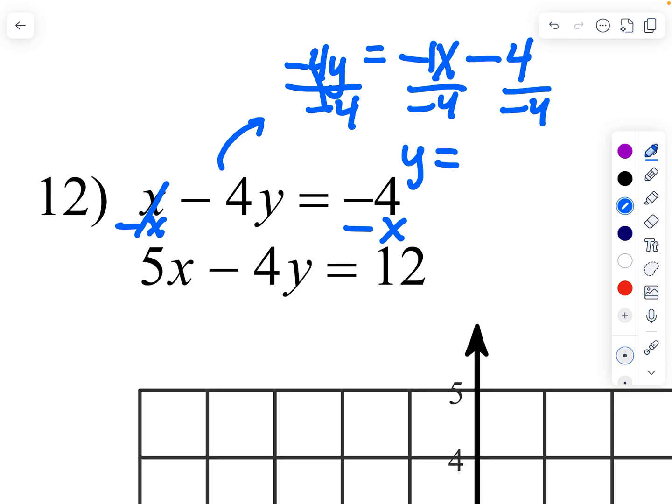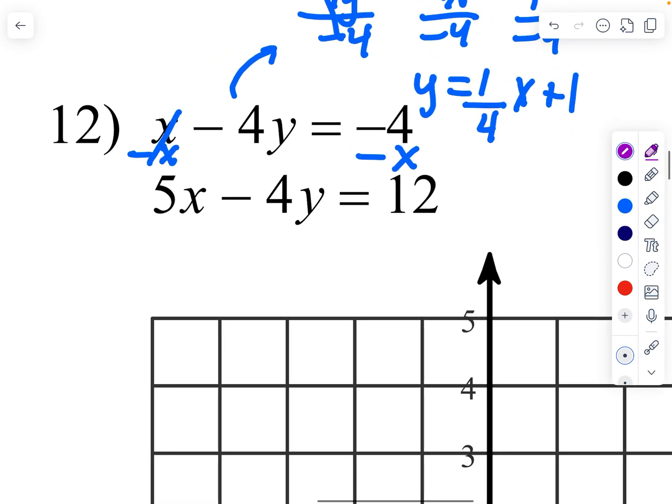Negative 1 divided by negative 4 does not divide. It stays, it just turns positive, 1 over 4x. Negative 4 divided by negative 4 is a positive 1. So that one is completed. Moving to this one down here in purple.